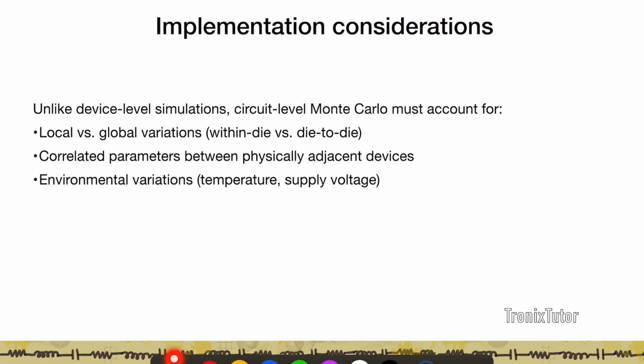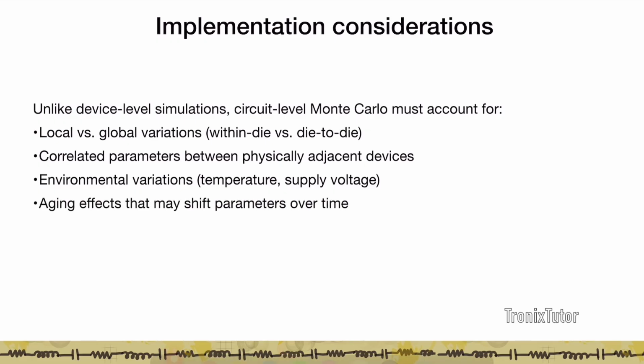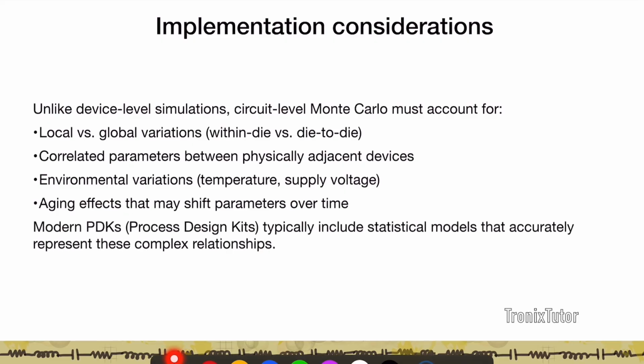Temperature and supply voltage variations can also cause the circuit to change, so you need to include those in your Monte Carlo. This is on top of all the device variation that you have included. As I mentioned before, aging effects can also shift parameters over time, so that's something you need to add if you're eventually going to do Monte Carlos prior to tape out. The good part is most modern PDKs include statistical models, so they are very regularly used prior to tape out to get an idea of what to expect in your product manufacturing phase.